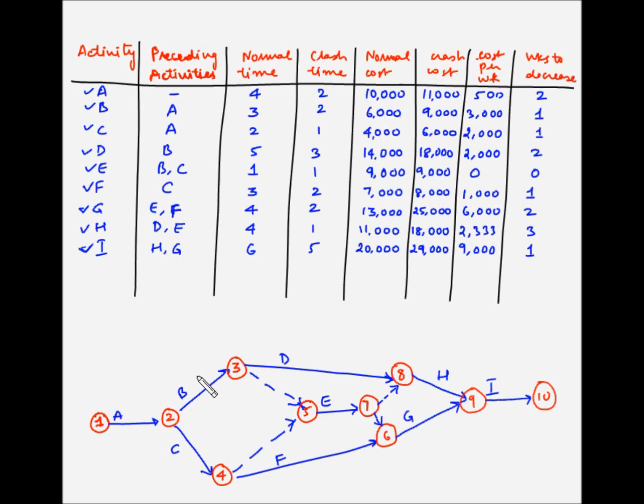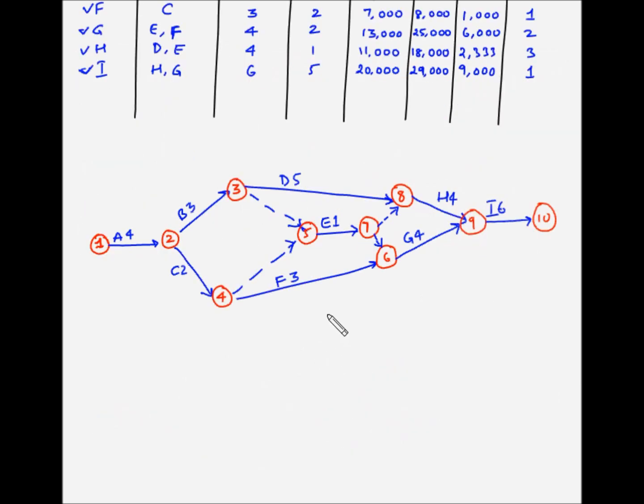Now let's note down the normal time estimate for each of these activities. So A is 4, B is 3, C is 2, D is 5, E is 1, F is 3, H is 4, G is 4, and I is 6. Alright, so with this information, now let's identify the critical path. So let us identify all the possible paths from 1 to 10, and then we'll find out the duration for each of these paths in order to find the critical path.